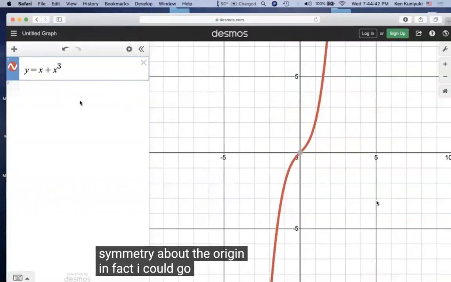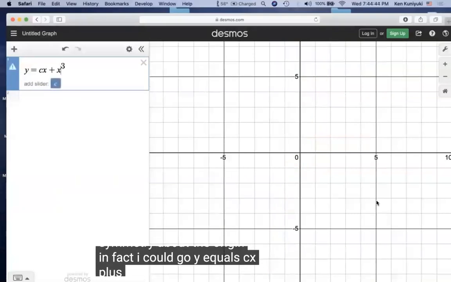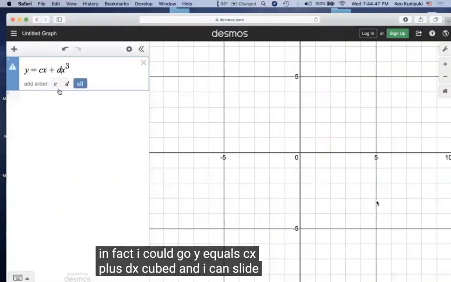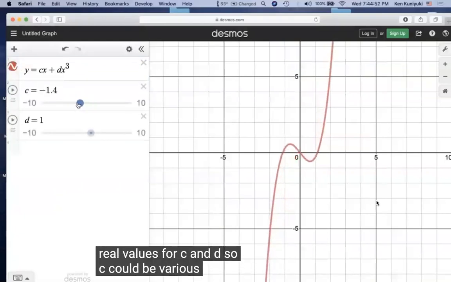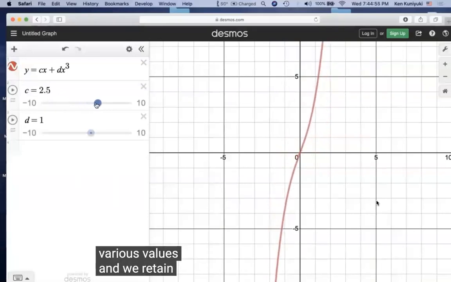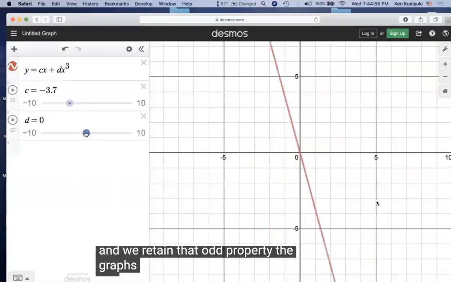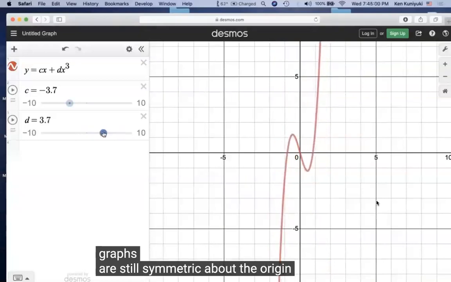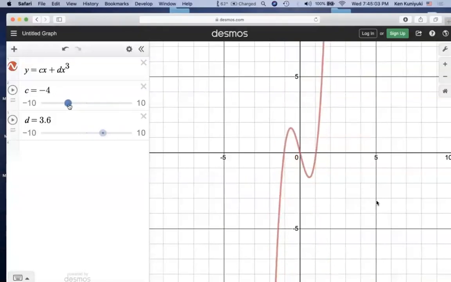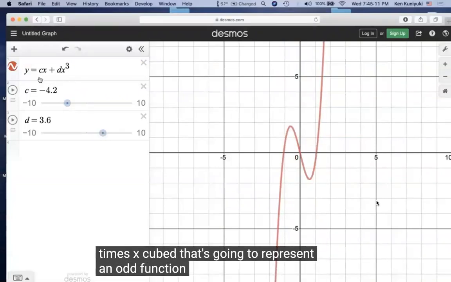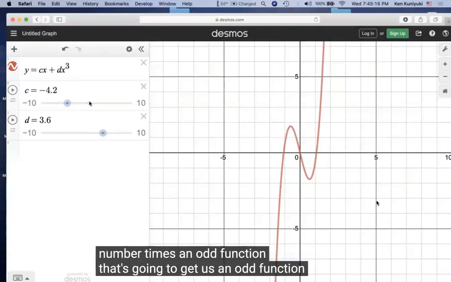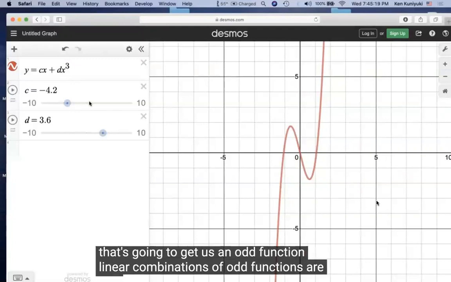In fact, I could go y equals cx plus dx cubed, and I can slide over real values for c and d. So c could be various values, d could be various values, and we retain that odd property. The graphs are still symmetric about the origin. So again, any number times x plus any number times x cubed, that's going to represent an odd function. A number times an odd function plus a number times an odd function, that's going to get us an odd function. Linear combinations of odd functions are odd.